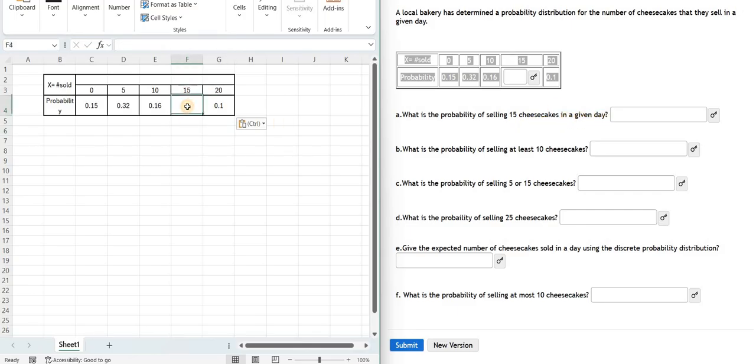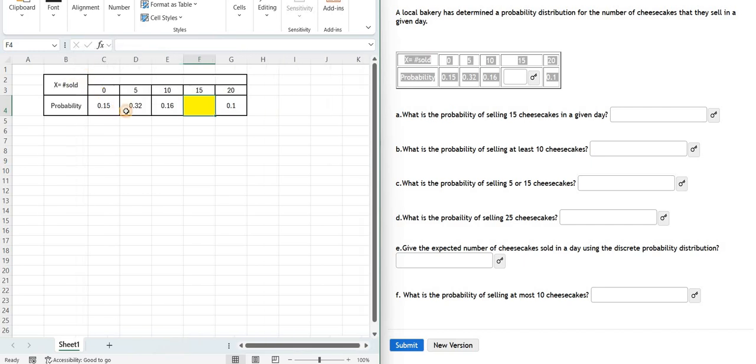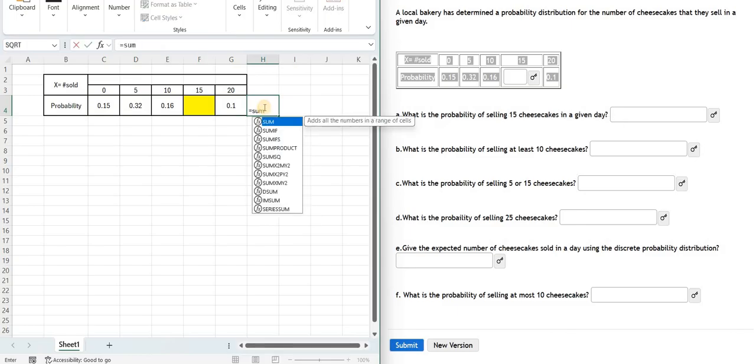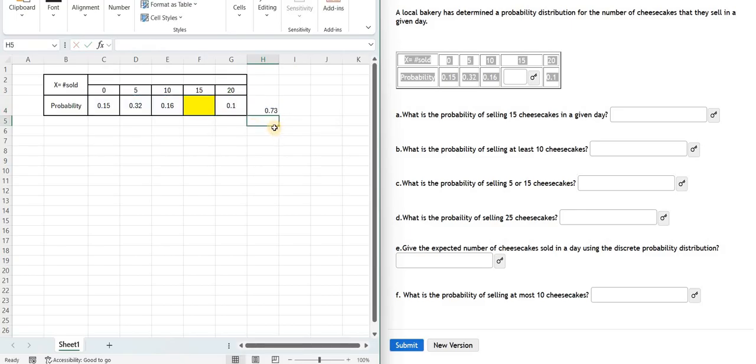So the probability of selling 15 cheesecakes in one day is basically this value right here. And since we know this is a probability distribution, the sum of all probabilities must be equal to 1. So this sum right here must be equal to 1. So the first step, I'm going to find the sum. And then I'm going to say 1 minus the value that I had is going to give me the answer. So the answer here is 0.27. So I'm going to answer here 0.27, and it's the same answer here, 0.27.